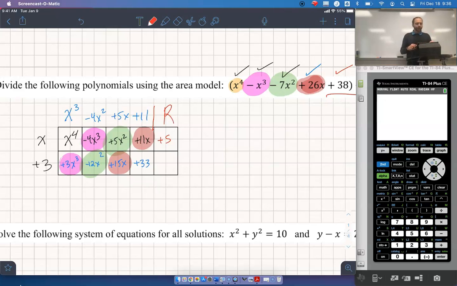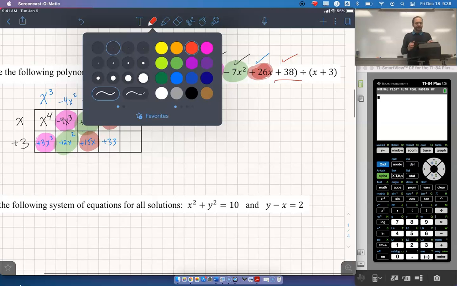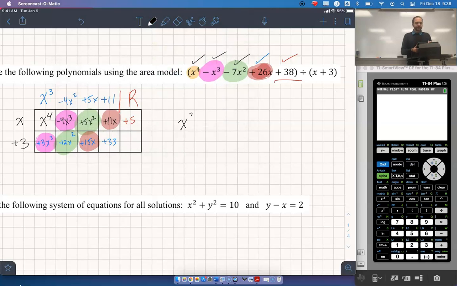And so when we go through, I have to figure out how do I write my answer. I'm going to write my answer by saying x cubed minus 4x squared plus 5x plus 11 plus a 5 over an x plus 3. That's your answer. Put your remainder over what you divided by. So there's polynomial division. I know I took some time because I know some of you are struggling with it, and I want to make sure you can understand how we created the inside of the area model for it.